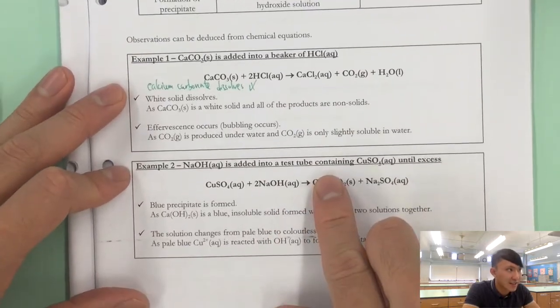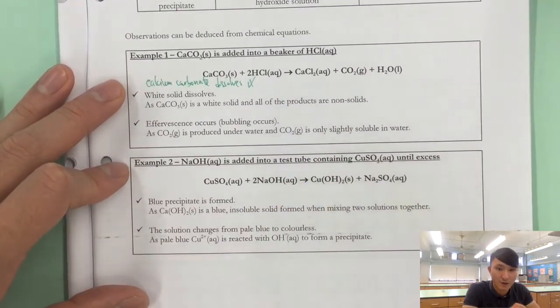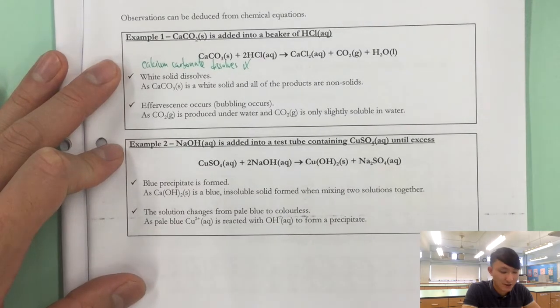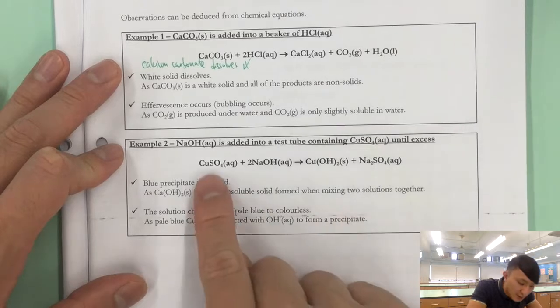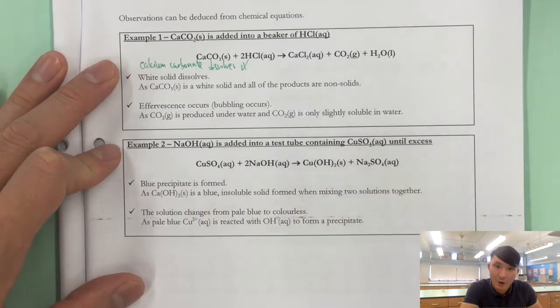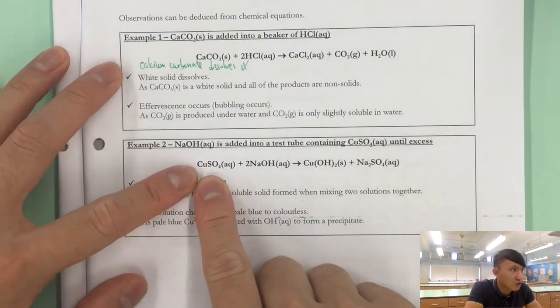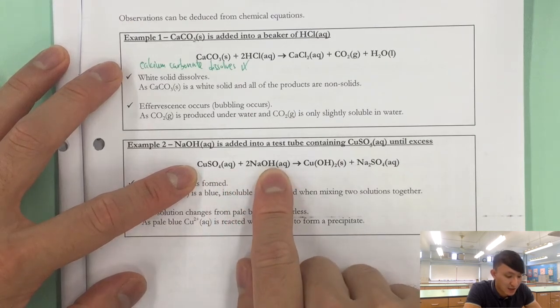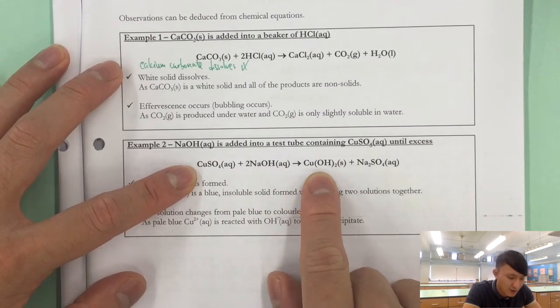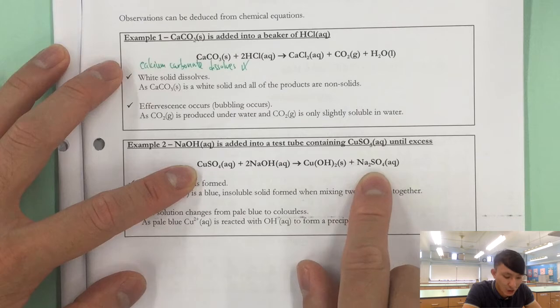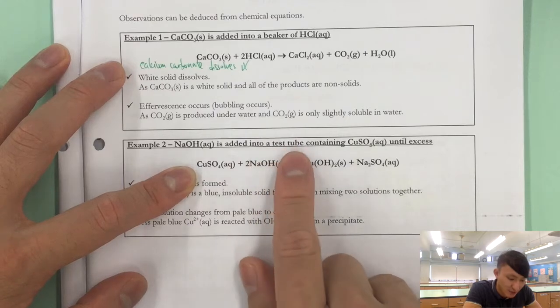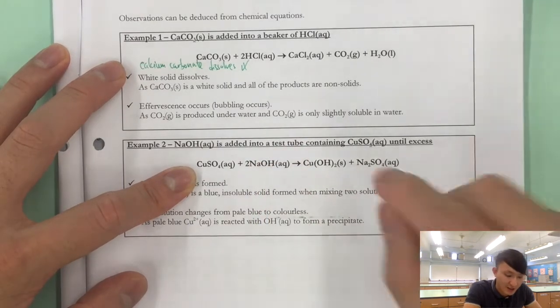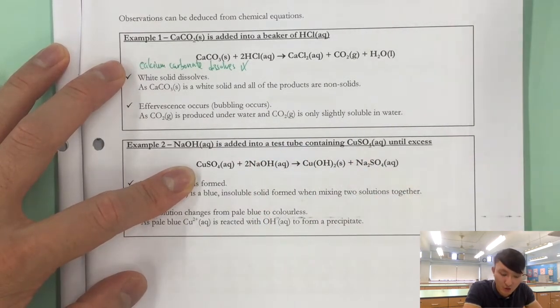Now, also look at the second example. This one we haven't learned this reaction, but let's see if we are able to deduce the observation simply by looking at the equation. Here, copper(II) sulfate reacts with sodium hydroxide to form copper(II) hydroxide and sodium sulfate. The scenario is that sodium hydroxide is added into a test tube, and the test tube originally contains the copper(II) sulfate solution.